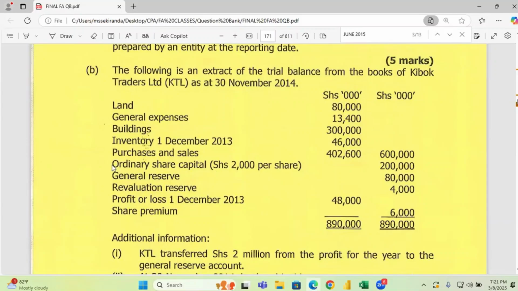One of them is ordinary share capital, okay? Share capital, that's number one. We have general reserve, because we said all reserves fall under equity, as long as those reserves don't have any restrictions, okay? Because some reserves have restrictions and they are not institutional capital.